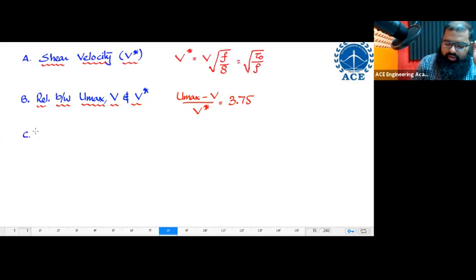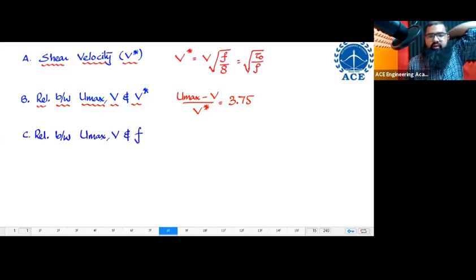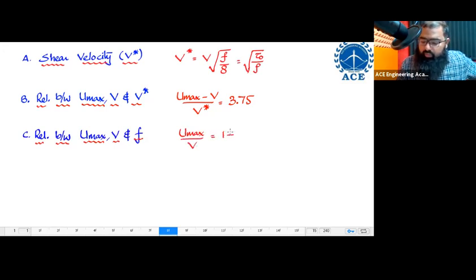The next formula is a relationship between U maximum, V and friction factor F. These three things: relationship between U maximum, V and friction factor F. Over here, the formula is going to be U maximum upon V is equal to 1 plus 1.43 root over F. This is a formula we are having.